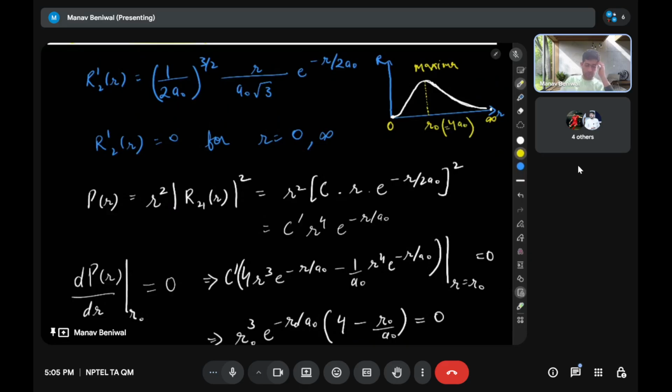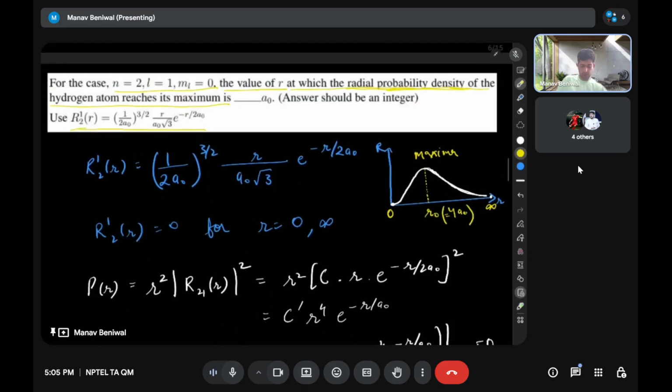Okay, let's just go back to the problem quickly. What we were given is n equals 2 and l equals 1, which means that our electron was in a 2p orbital. If it were in a 1s orbital, this value comes out to be a naught, which is the Bohr radius.